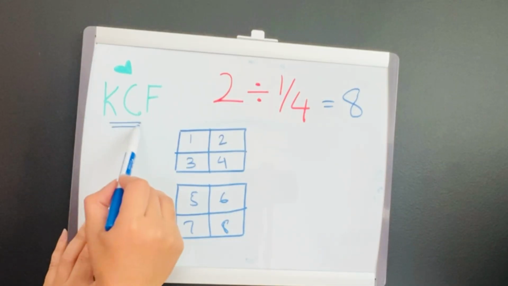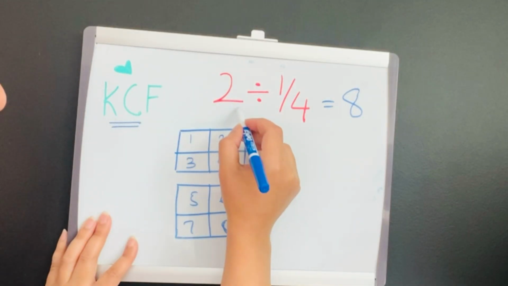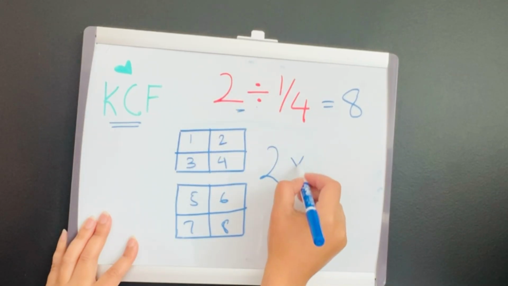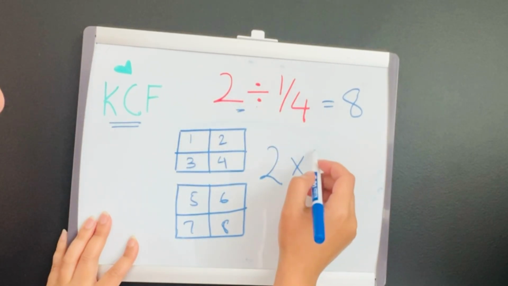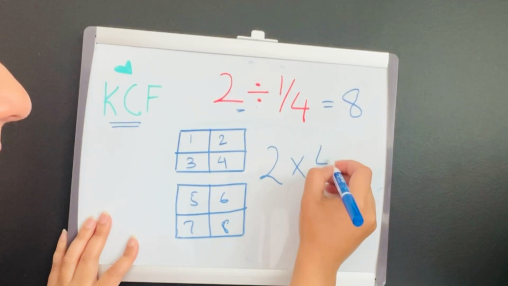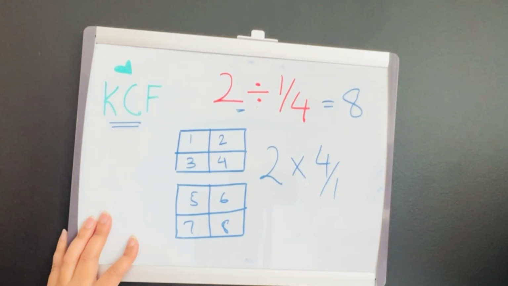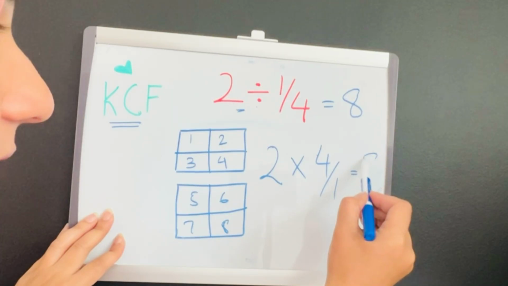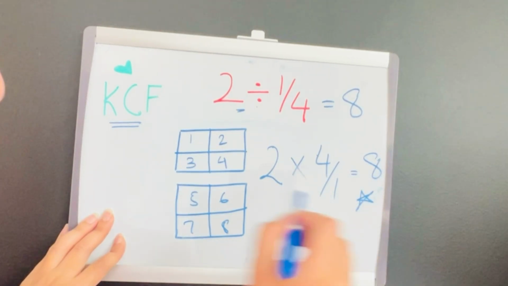Now using the keep, change, flip rule, we'll keep the first number as it is. We'll change the sign and we'll flip the fraction. 1/4 will become 4 over 1. So the answer will be 2 times 4 divided by 1, that is 8.